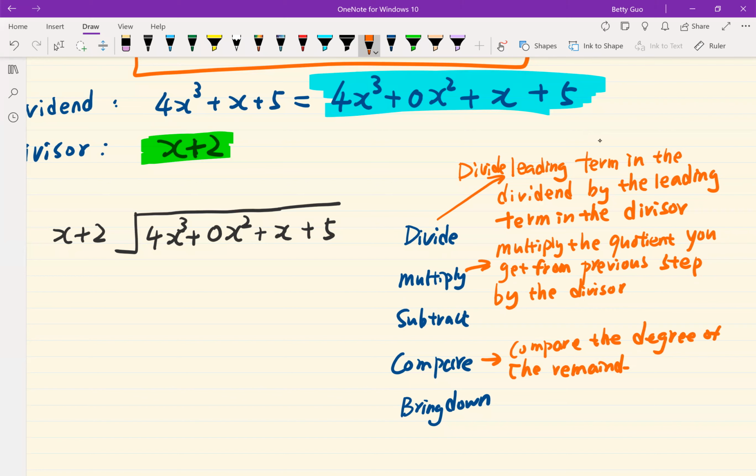Bring down if the degree of the remainder is not strictly less than the degree of the divisor.